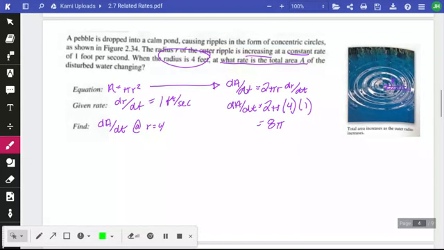Okay. And our unit will be the derivative of area. So area is in feet, so area would be feet squared per second. Okay, so we have that as our change in area. So if you were to answer this as a sentence, you'd say the area is changing, or increasing, by 8 pi feet squared per second.